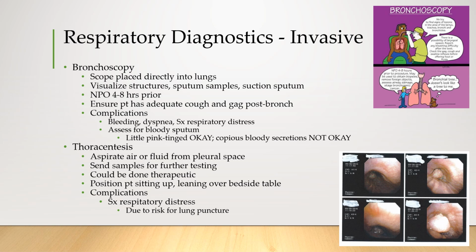Thoracentesis. Thoracentesis is we're going to aspirate air or fluid from the pleural space next to the lungs. Patient position for this is sitting up at the side of the bed, preferably leaning over a bedside table that is locked so it can open up the chest wall there.